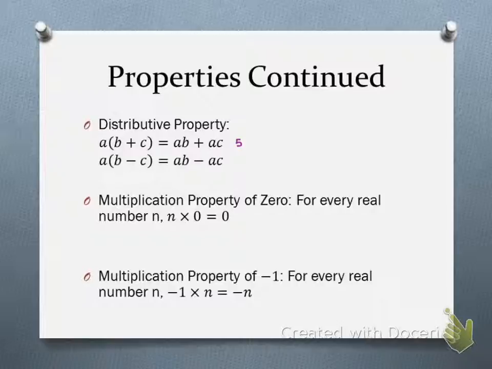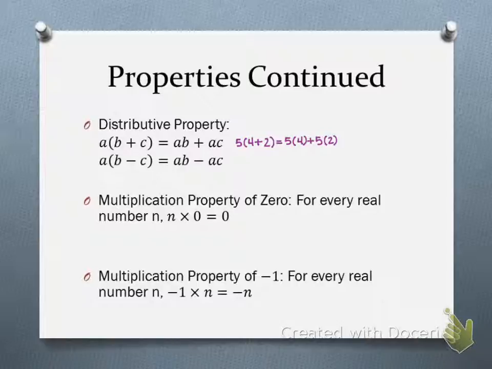Okay, now we looked at the distributive property the other day, so we have two options here. Our first one is a times the quantity b plus c. If we distribute out that a, we would get ab plus ac. And if we looked at an example of that, we'd say 5 times the quantity 4 plus 2, and that is equal to 5 times 4 plus 5 times 2. So we're distributing that 5 to the 4 and the 2.